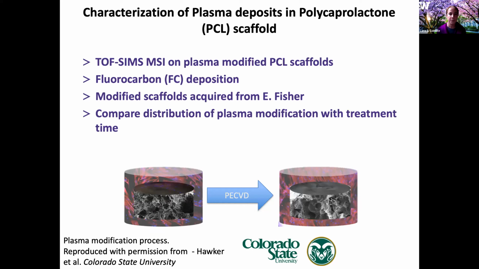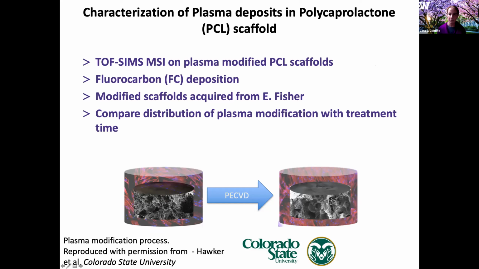So then we worked with some of our collaborators at Colorado State to help them identify if they were creating a good conformal coating of their plasma deposition onto the type of plasma polymers that they were doing. So they had these polycaprolactone scaffolds. The pores were not as uniform as what is done in the Ratner lab. It's much more like a spun mesh with very small pores.